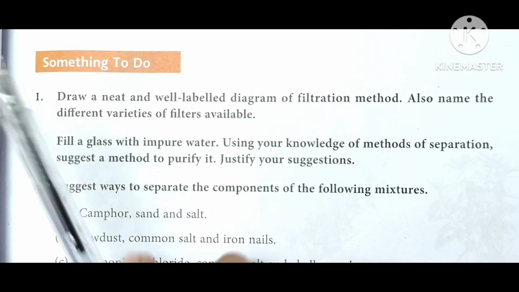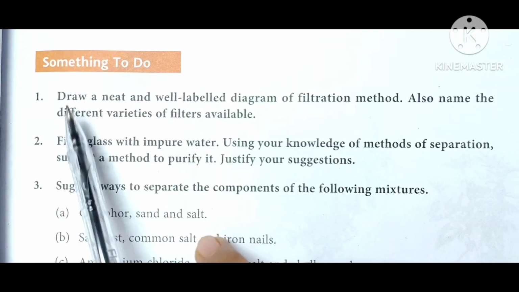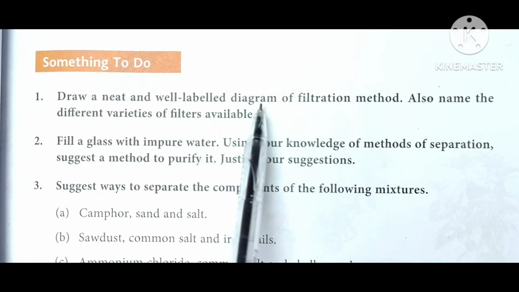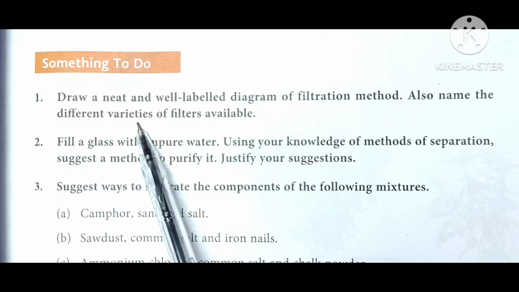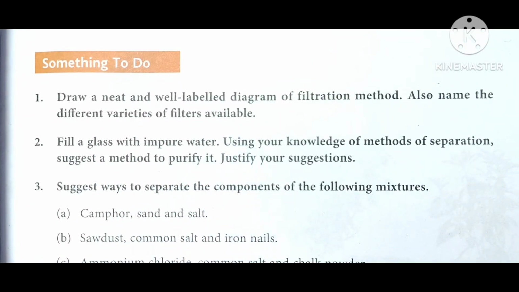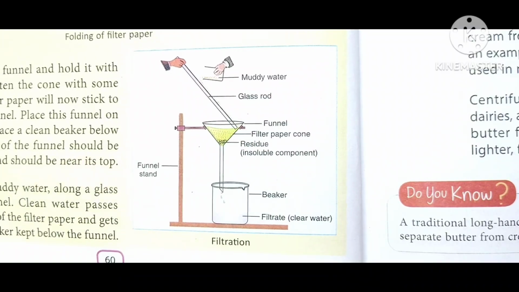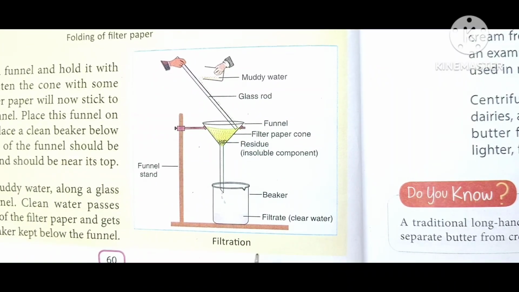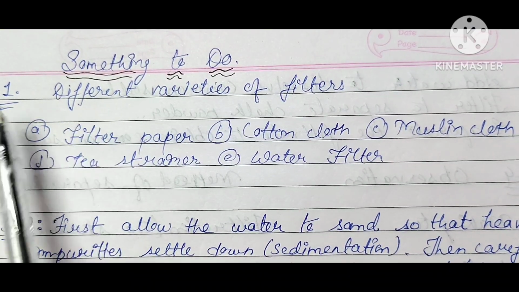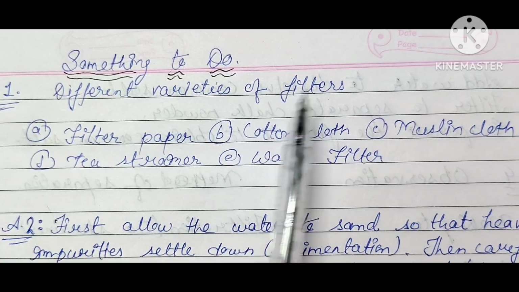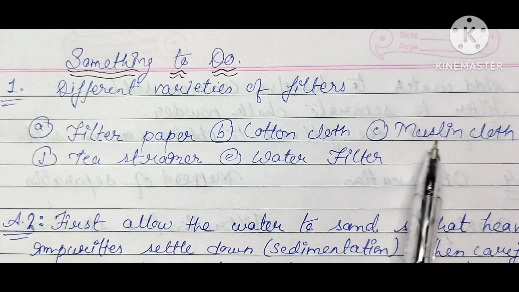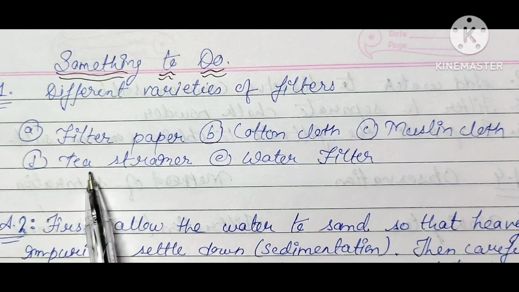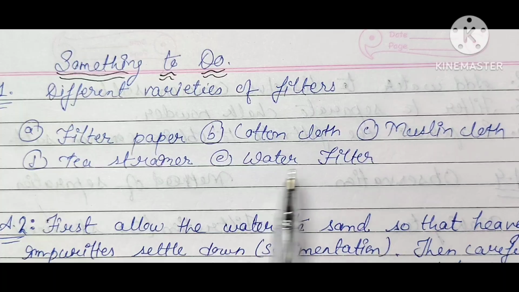Page number 69. Something to do. First, draw a neat and well-labeled diagram of filtration method. Also name the different varieties of filters available. Page number 69. This is diagram of filtration. Answer 1. Different varieties of filters. A. Filter paper. B. Cotton cloth. C. Muslin cloth. D. Tea strainer. E. Water filter.